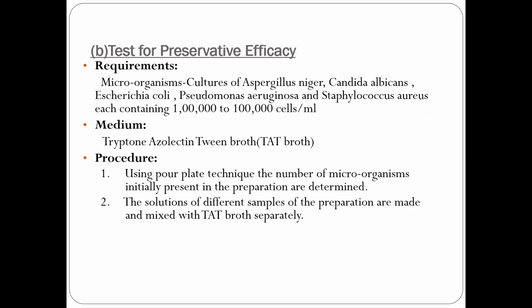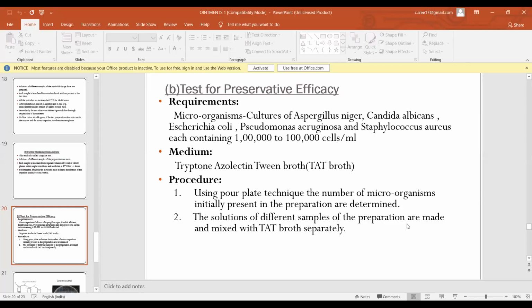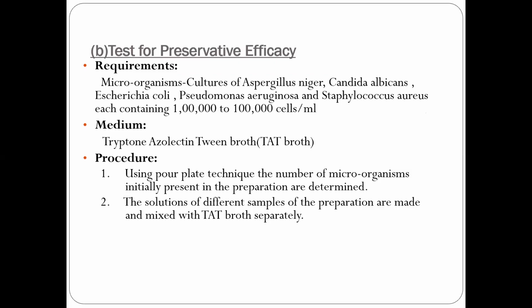Then the test for preservative efficacy. What are the requirements needed? Cultures of microorganisms: Aspergillus niger, Candida albicans, Escherichia coli, and Pseudomonas aeruginosa, each containing about 1 lakh cells per ml of medium. Tryptophan, azolectin broth, and cat broth. What is the normal procedure followed?